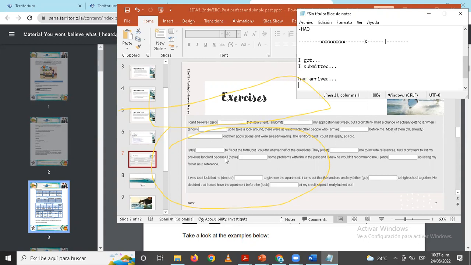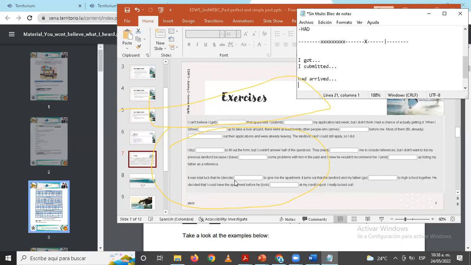I tried, pasado simple, to fill out the form, but I couldn't answer half of the questions. They wanted me to include references, but I didn't want to list my previous landlord because I had some problems with him in the past and I knew he wouldn't recommend me. I ended up listing my father as a reference.